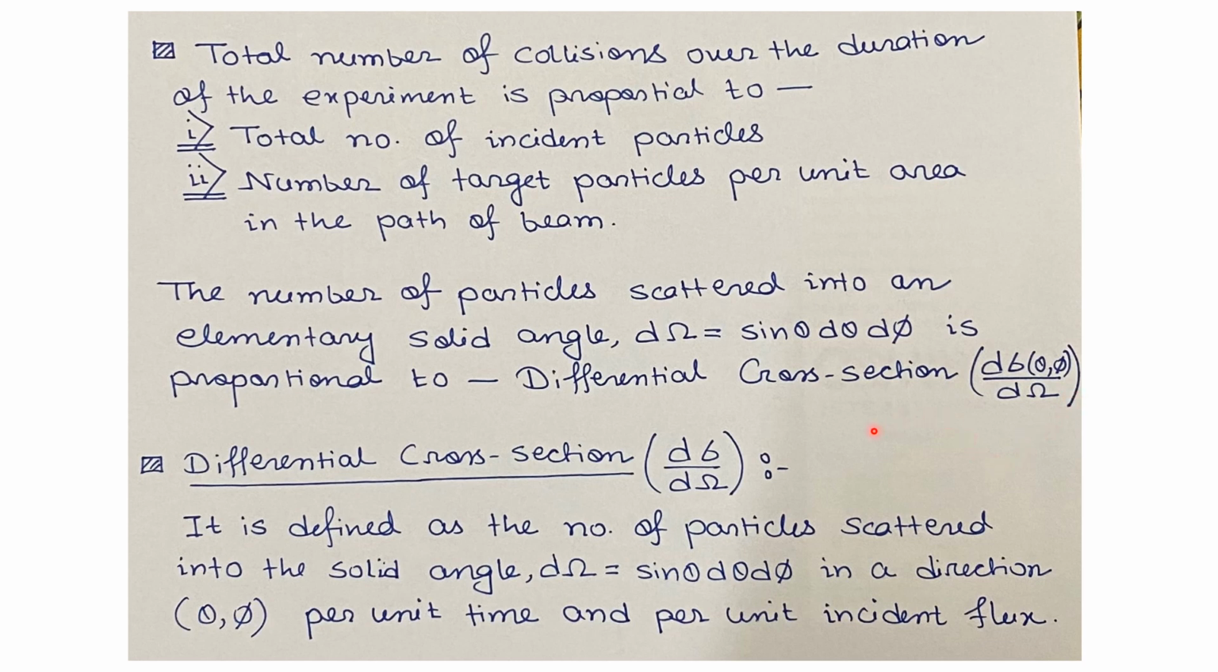Now let us see what it means by differential cross section d sigma d omega. It is defined as the number of particles scattered into the elementary solid angle d omega, that is sine theta d theta d phi, in a direction theta comma phi per unit time and per unit incident flux. Now, the incident flux means the number of incident particles per unit area per unit time.